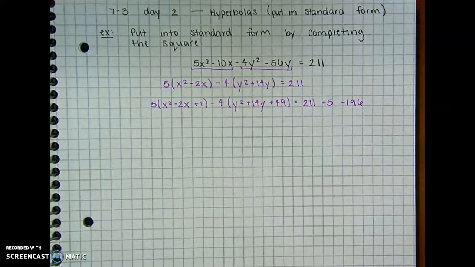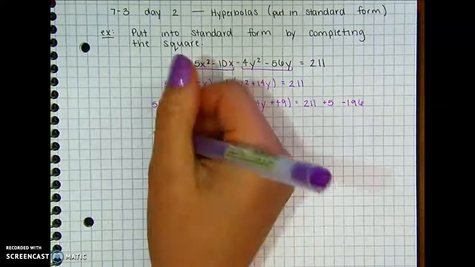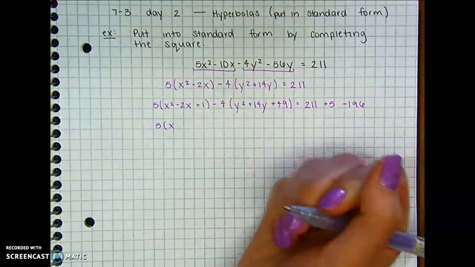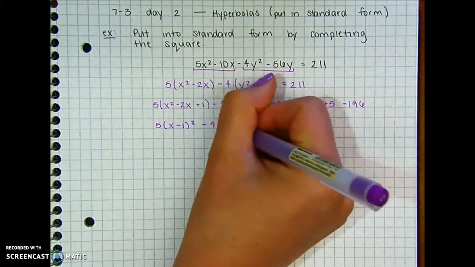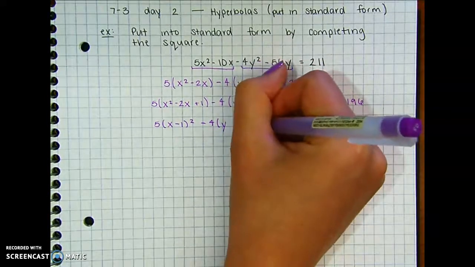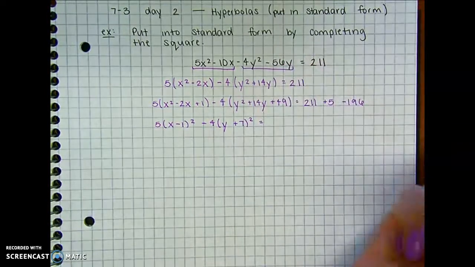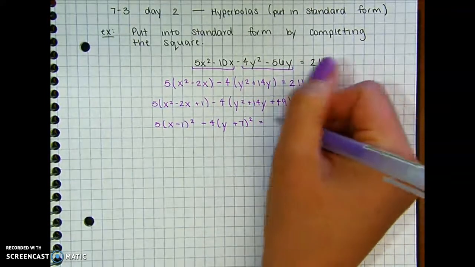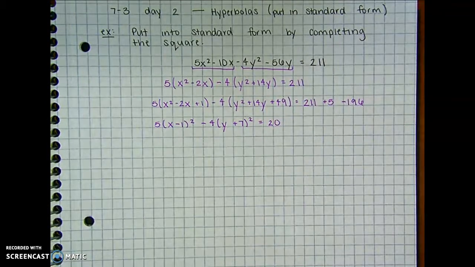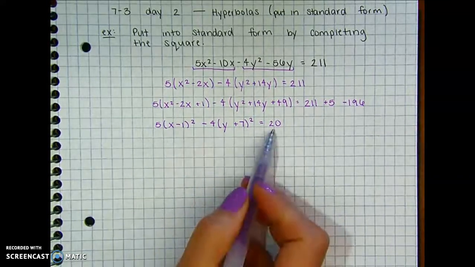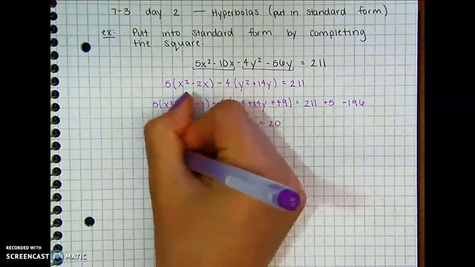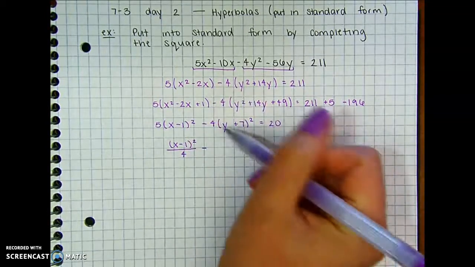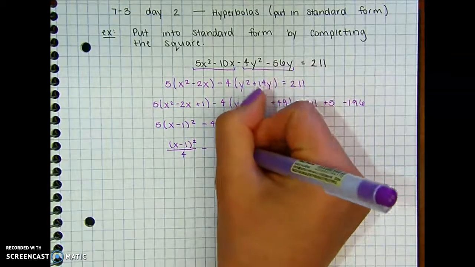Okay. And then on the left side, we're going to factor. So we have 5 times parentheses x minus 1 squared, minus 4 times y plus 7 squared, equals, and 211 plus 5 minus 196 is 20. So last thing that we need to do here is divide both sides by 20. 5 divided by 20 will leave us with 1/4, so we will have x minus 1 squared over 4. Minus 4 divided by 20 will give us a denominator of 5.